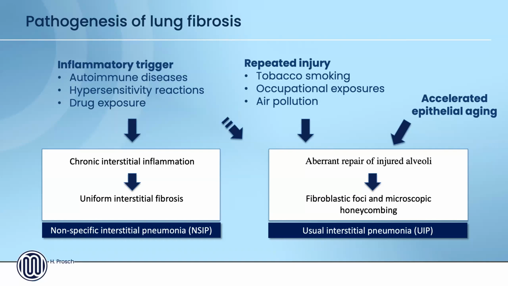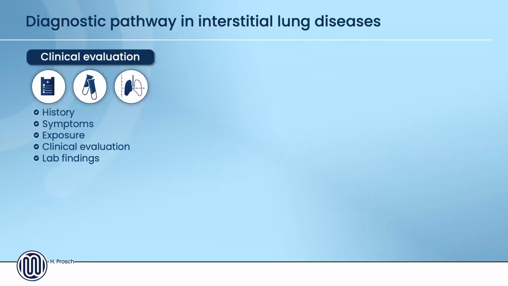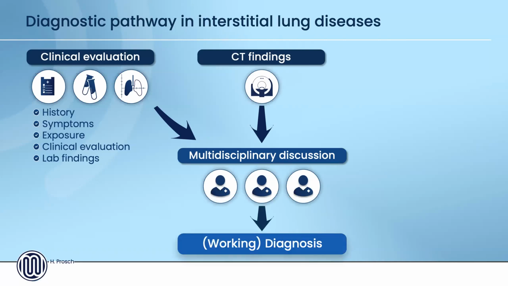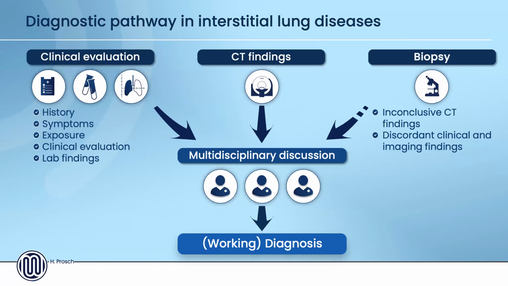But both of these patterns may also be seen in other contexts, in the idiopathic form or caused by other diseases. This is why the diagnosis of these diseases is primarily based on the combination of information from the clinical evaluation, meaning history, symptoms and lab findings, with the CT findings. We combine this information in a multidisciplinary discussion to come up with a working diagnosis. This discussion is frequently just a telephone call or a brief discussion on the ward, but it is important to come up with different ideas and to discuss whether or not a biopsy is necessary. Biopsies are usually not done because they are risky at times, but they are done primarily in cases in which the CT scan is inconclusive or there is a discordance between clinical and imaging findings.